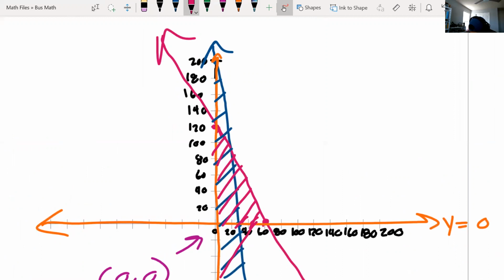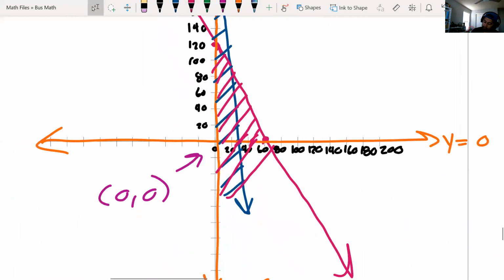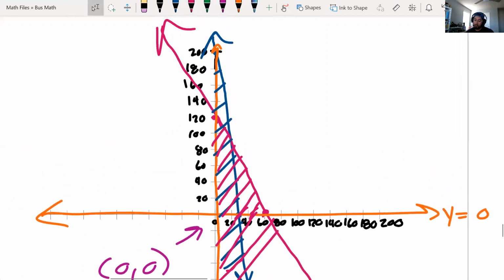Because I could go past that. Why not? That's good enough. Like I said, we only need to be in the first quadrant.